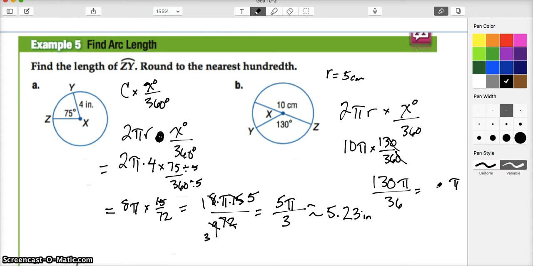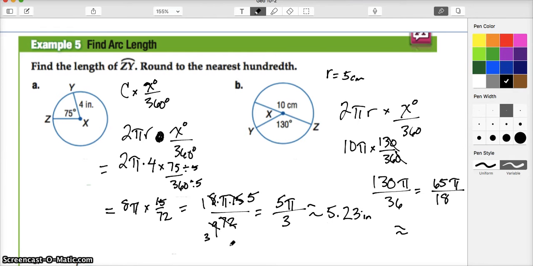So here I can divide top and bottom by 2. When I do that, in the numerator I'm going to get 65, and in the denominator I'm going to get 18. And I think that's it in terms of reducing it as much as possible. So this would be the exact answer.